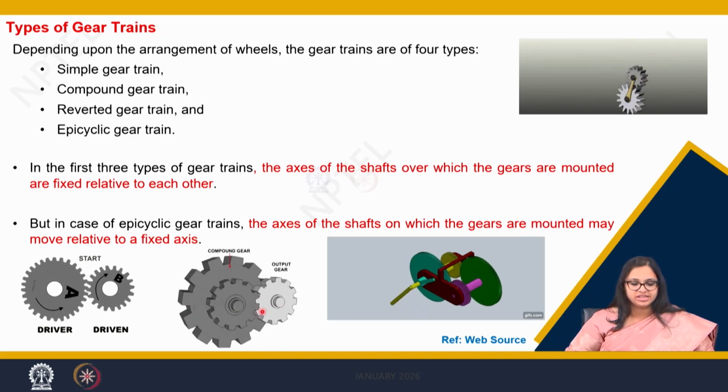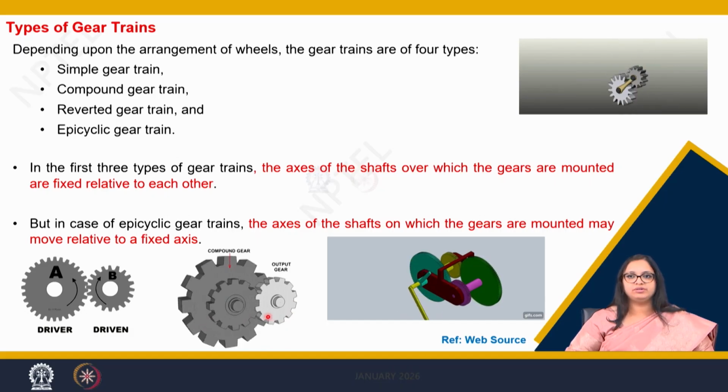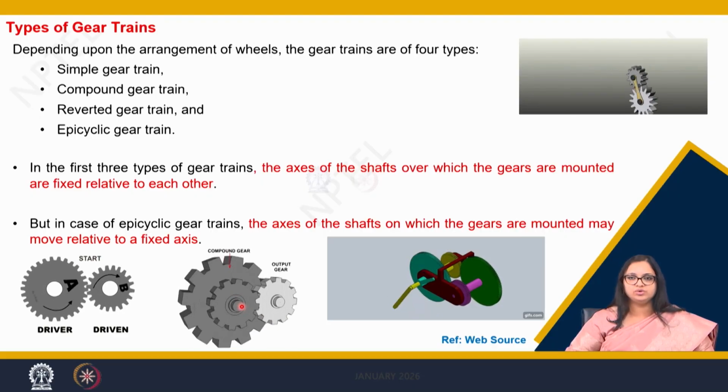It is not necessarily that only when there are two shafts involved it is called a compound gear train. Let us say there are multiple shafts and the power has to be transmitted, and on one shaft there are multiple gears housed. We call it a compound gear train.